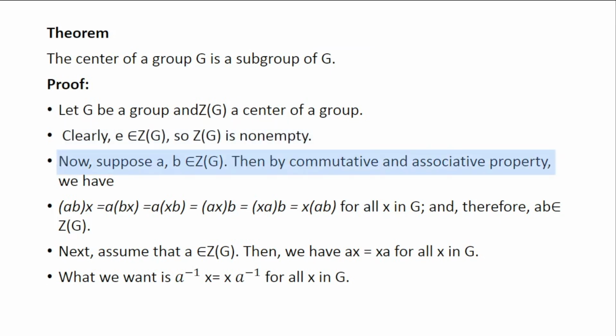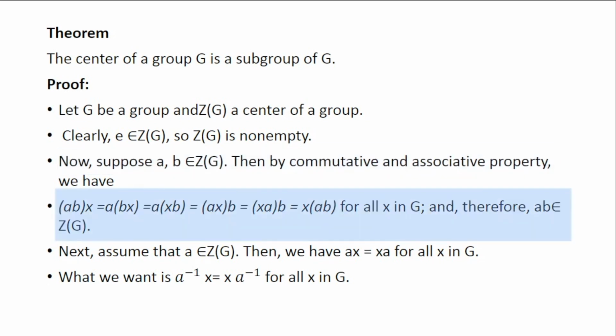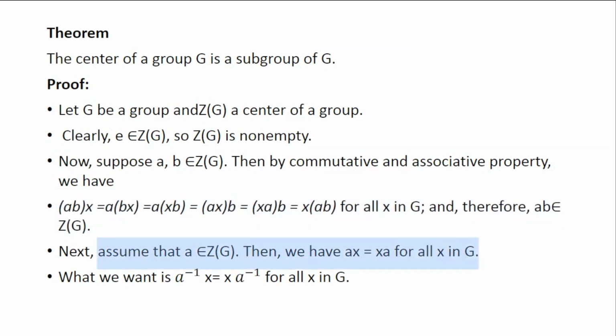Now, suppose A, B are elements of the center of G. Then by the commutative and associative properties, we have AB into X equivalent to A into BX, which is equivalent to A into XB, which is equivalent to AX into B, equivalent to XA into B, which is equivalent to X into AB for all X in G, and therefore AB is an element of the center of G. Next, assume that A is an element of the center of G, so AX is equivalent to XA for all X in G. What we want is A to the power minus 1, X is equivalent to X into A to the power minus 1 for all X in G.